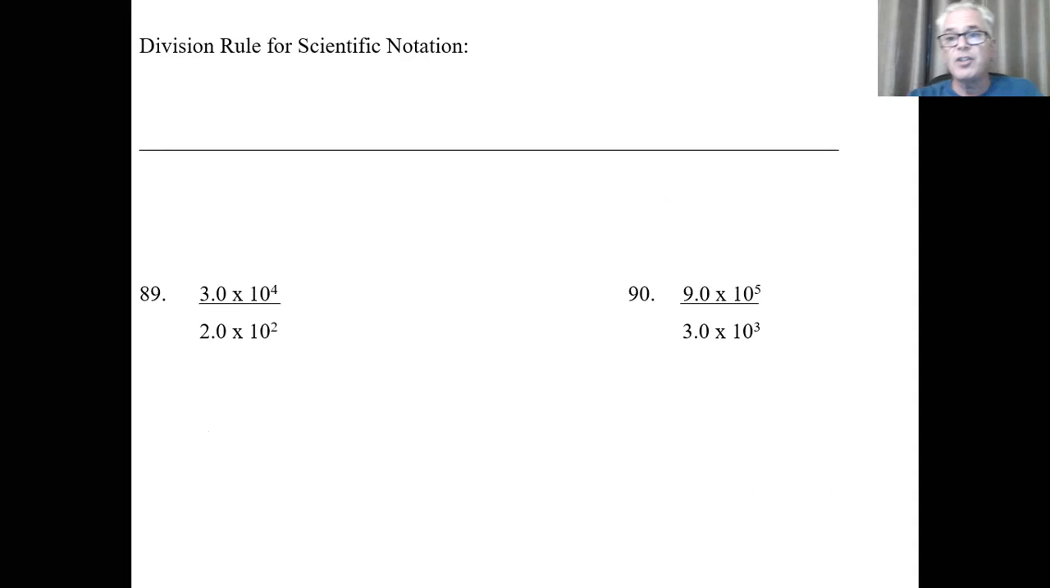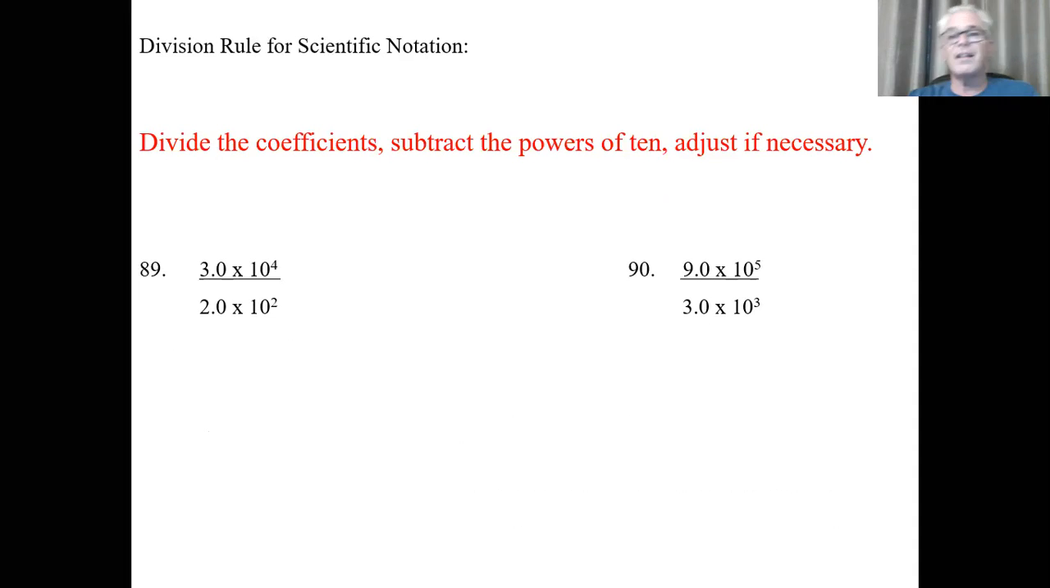Now, for division, division's easy too. Divide the coefficients and then subtract the powers of 10. Now, honestly, if you have an iPhone or one of those fancy black calculators, the Texas Instruments one, and you know how to use all those parentheses, you could probably just push this through the machine and the answer will come out. You can't use a programmable calculator on the Regents, and you really should understand the mathematics behind this.